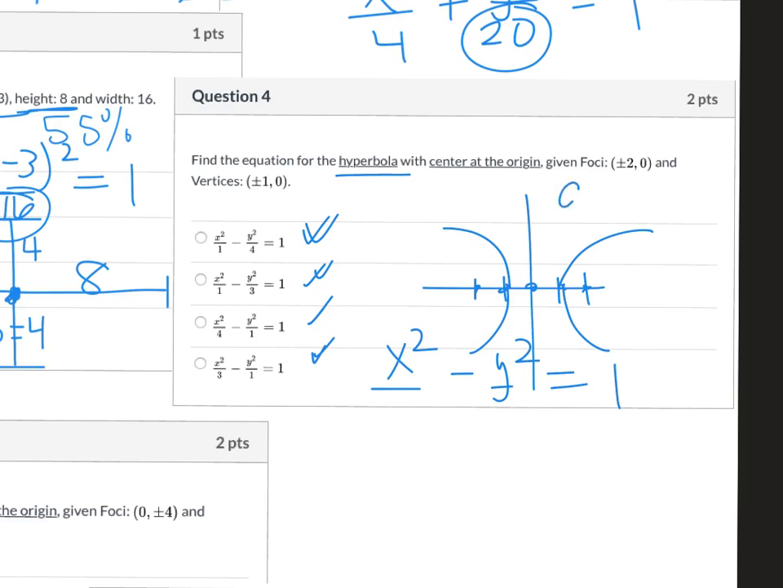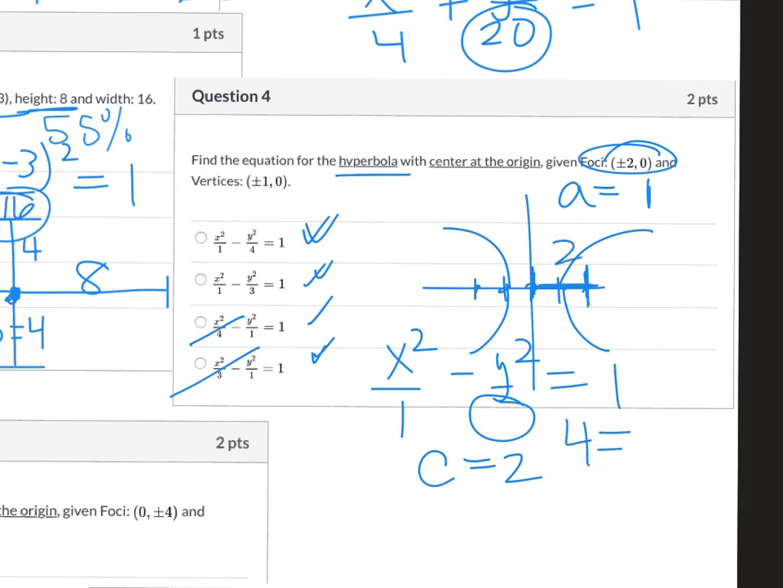So let's find out what some things are. A is the distance here, which is 1, and then a squared would be just 1, so we can get rid of those two. Now I have to find out what b squared is, but I'm not given that. I am given c. C is a distance of 2, the distance from center to foci is 2, so c squared is 4. And remember, with these, it's a squared plus b squared. So if I subtract 1 over to the other side, b squared would be 3. There it is.